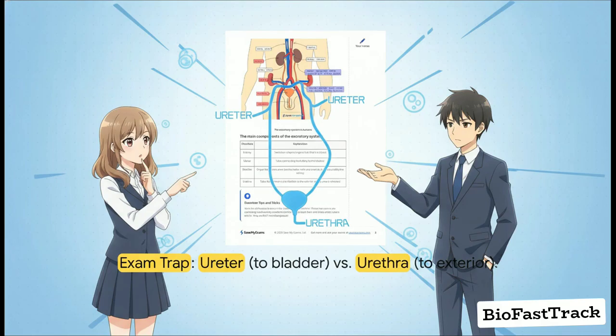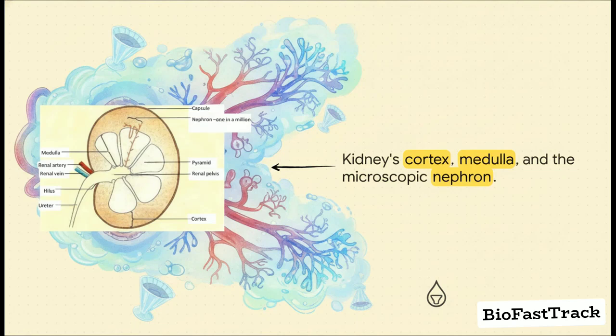Okay, heads up, here's another absolute exam trap to watch out for. The ureter versus the urethra. The ureter, spelled with an E, connects the kidney down to the bladder. The urethra, with an A, connects the bladder to the outside of the body. I know they sound super similar, but functionally, they're completely different tubes. I can guarantee examiners are going to try to catch you on this, so make sure you never mix them up on test day.